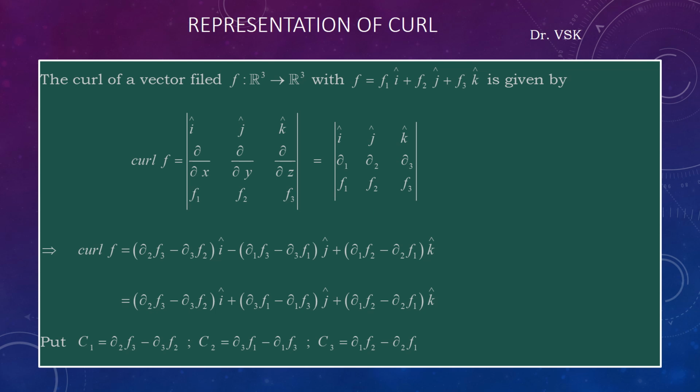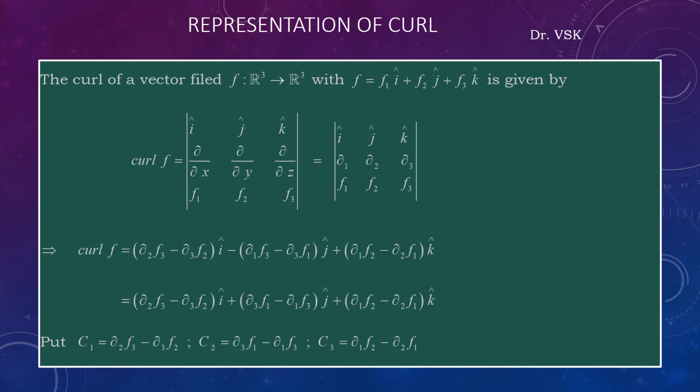We know that curl f equals del cross f equals a 3 by 3 determinant: i cap, j cap, k cap on the first row, dou by dou x, dou by dou y, dou by dou z on the second row, f1, f2, f3 on the third row.